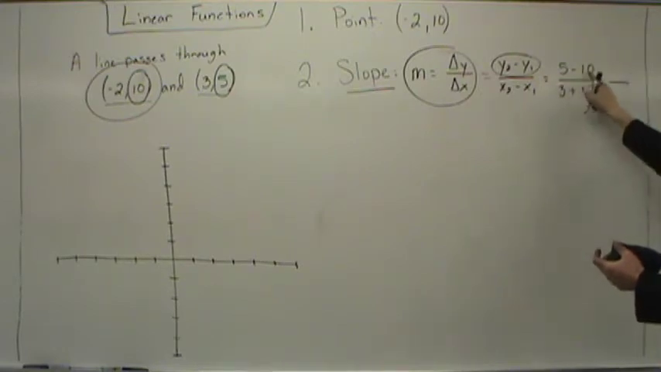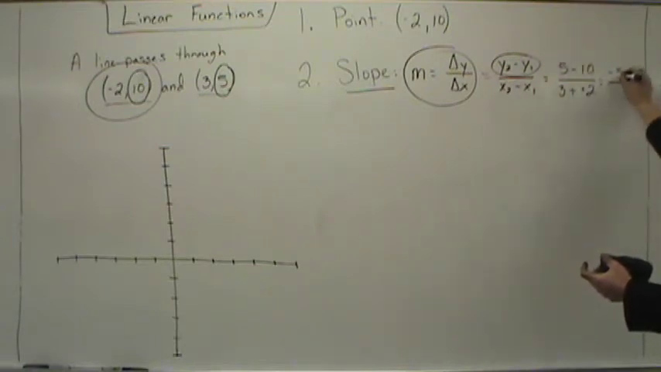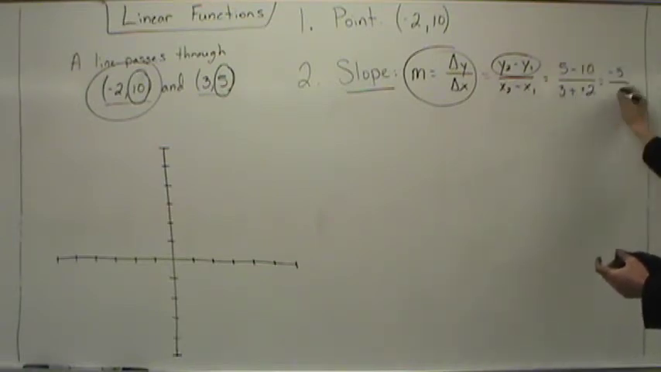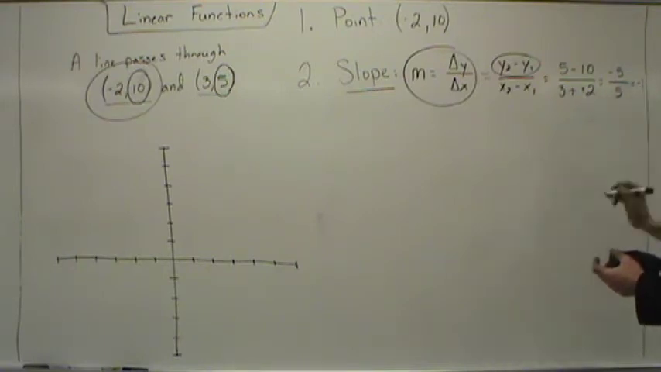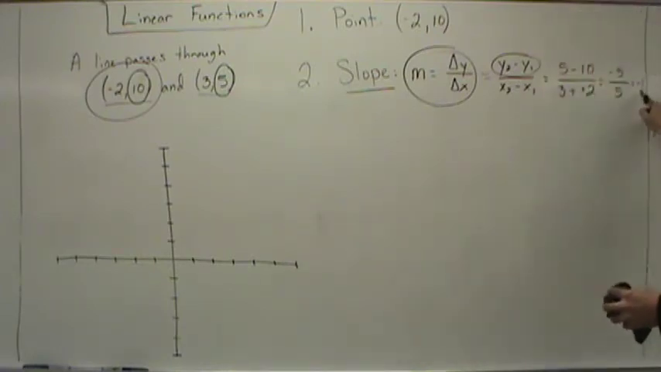Now on top, 5 minus 10, the signs are different, so we subtract. 10 minus 5 is 5, take the sign of the larger, so this is negative 5, okay? 3 plus 2 is 5. We end up with negative 5 divided by 5, which is negative 1. So, we calculated that our slope is negative 1.